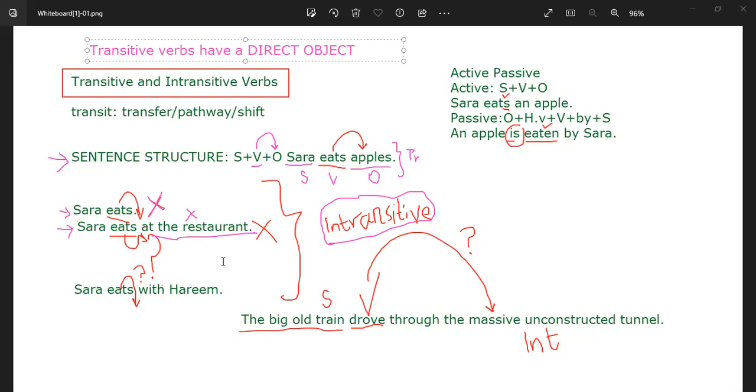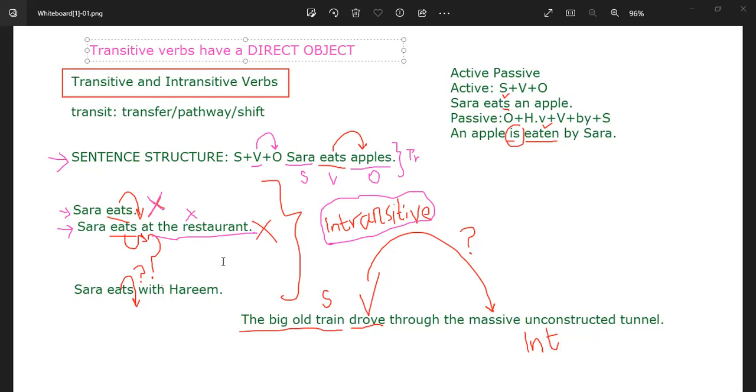Okay, ji. Sarah eats at the restaurant. So eats is the action, but is it being transferred onto restaurant? Is Sarah eating the restaurant? No, she's not. She is eating at the restaurant. If it would have been Sarah eats macaroni at the restaurant, then macaroni would have been your direct object. So eats would have been transferred onto macaroni. Macaroni के ऊपर eats का action perform हो रहा है, right? But over here, there is no direct object.